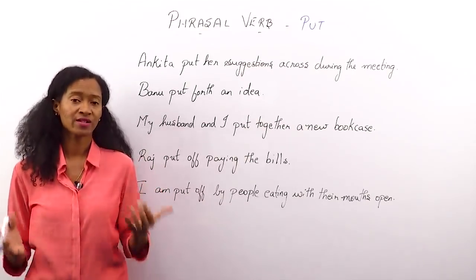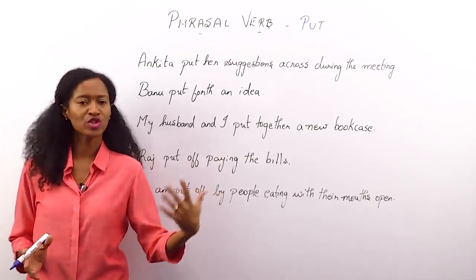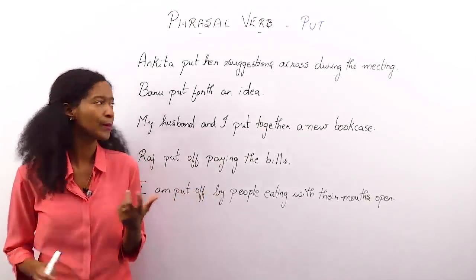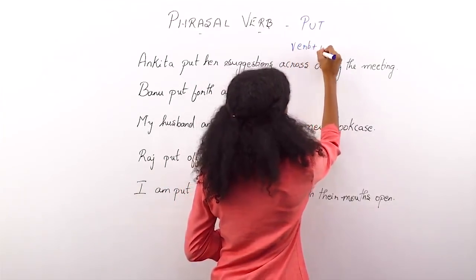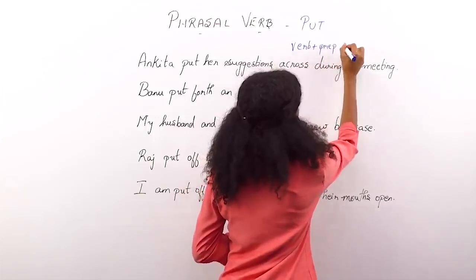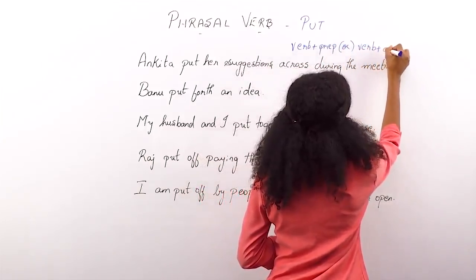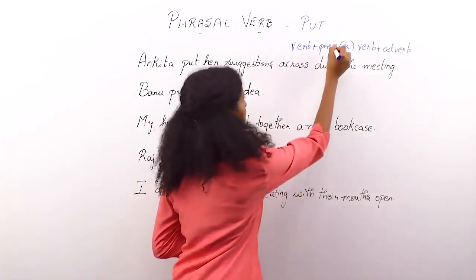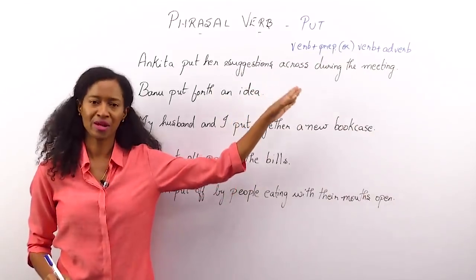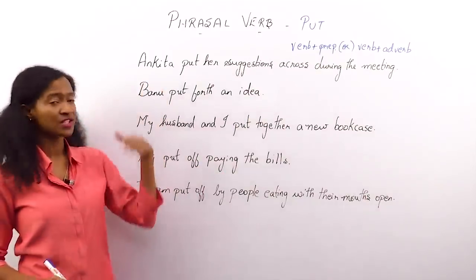We already mentioned that a phrasal verb is a combination of a verb plus a preposition or a verb plus an adverb, right? I've just written prep for a short form of preposition, but let's continue. Let's look at our first context.